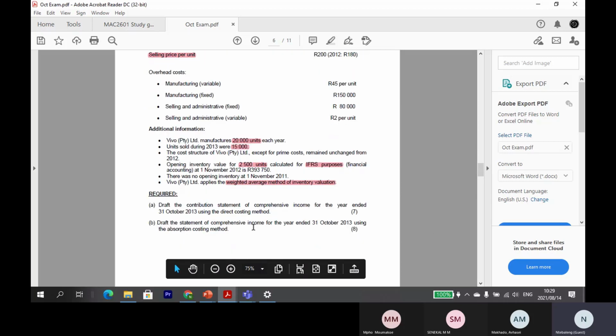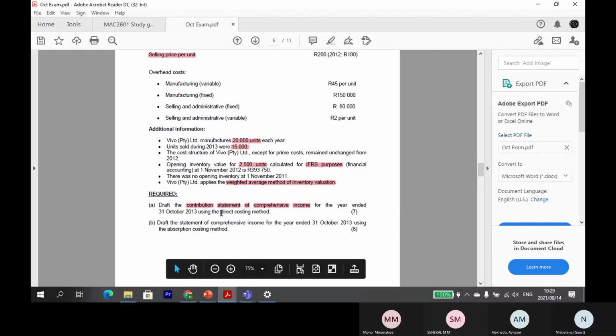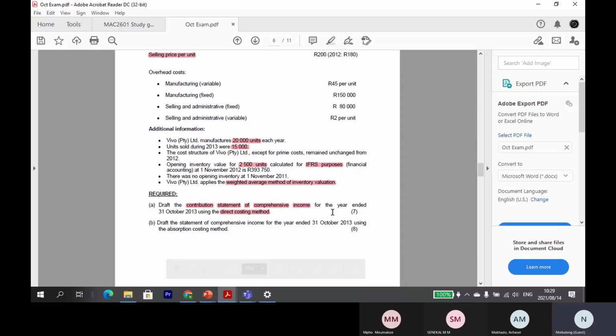So now, first question, it says you must draft the contribution income statement for the year using the direct method. 7 marks. If it's 7 marks, you take out your calculator. As much as they said 18 minutes, wherever there's a mark, you say 7 multiplied by 1.2. That means you must spend 8.4 minutes on this income statement.